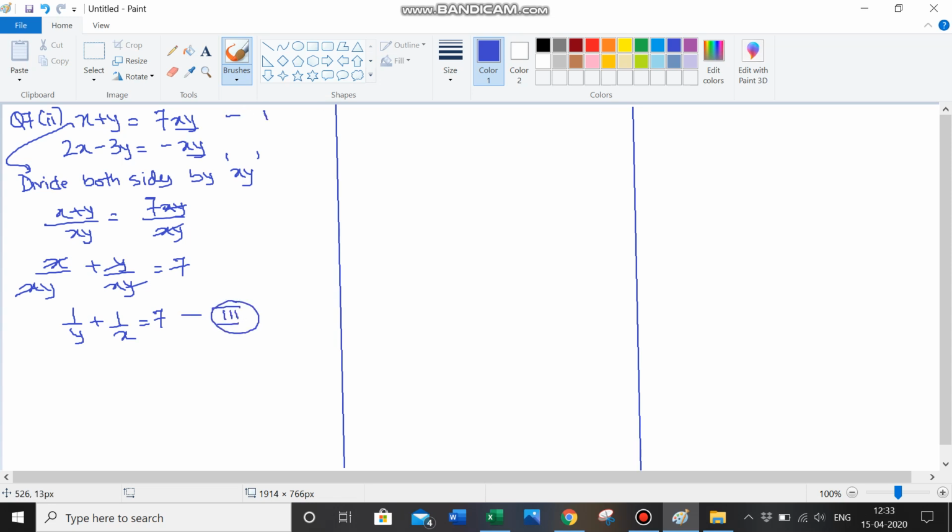Assuming I had given it equation number 1, correct? And this is my equation number 2. So first gets converted into 3. Now let's do the same thing for the second equation.